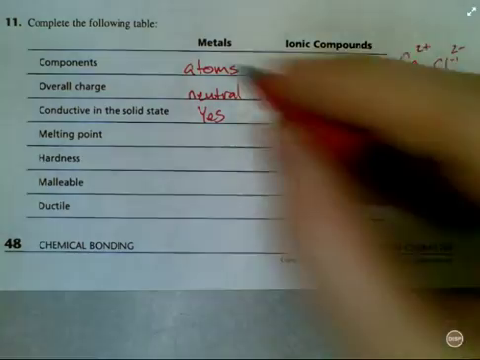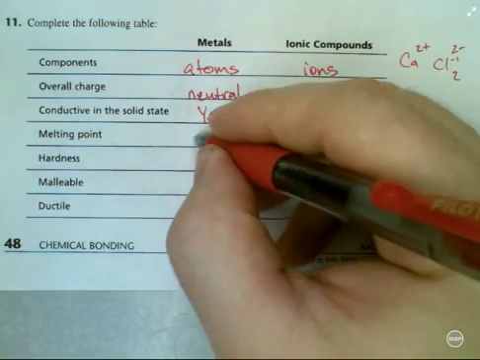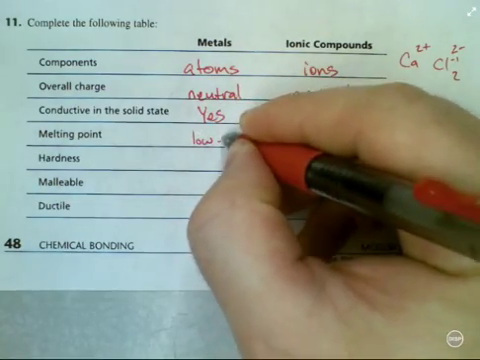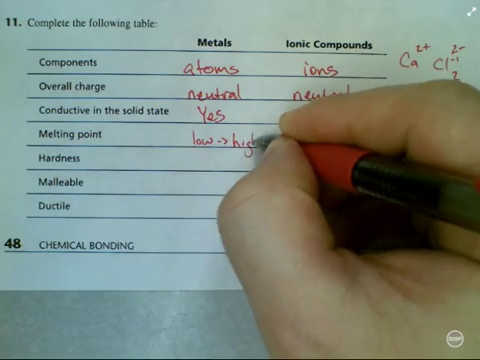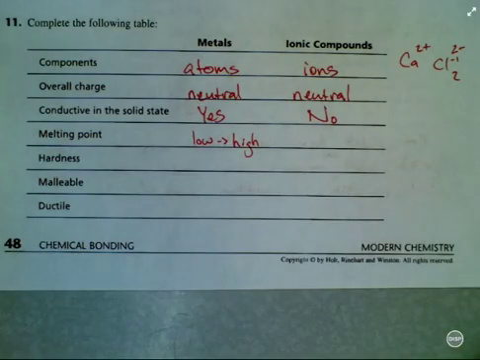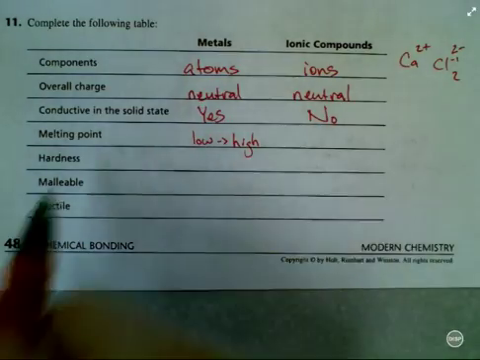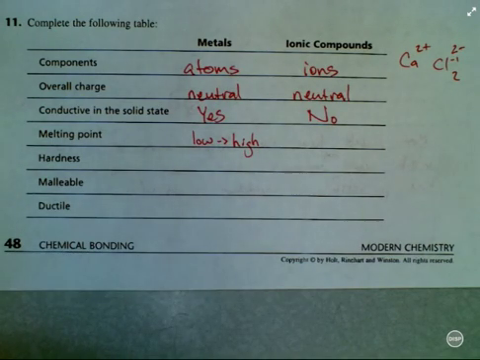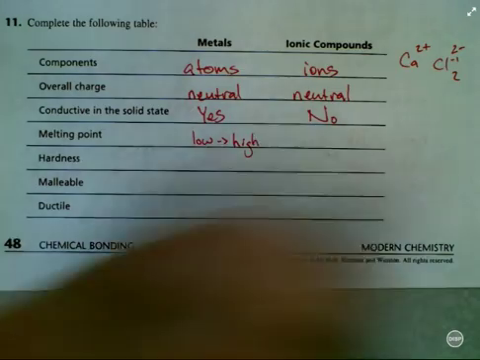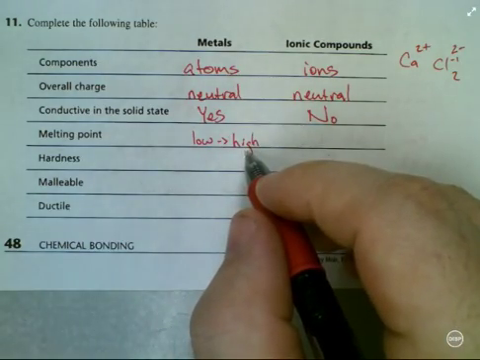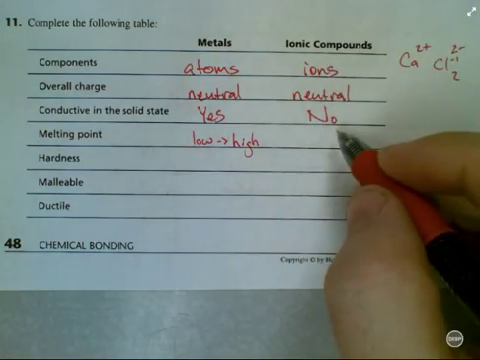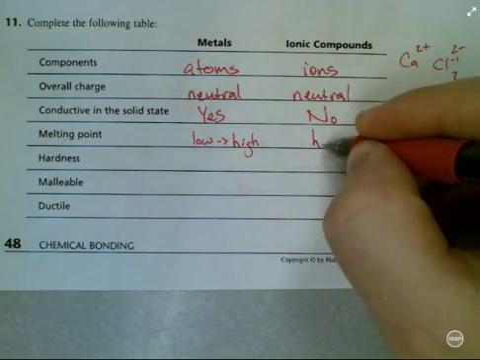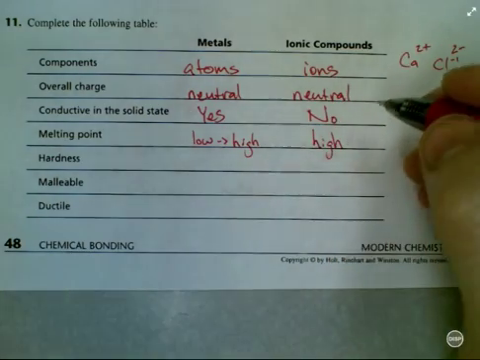Melting point for metals can actually be anywhere from low to high. You might think, oh, but in the notes you said that gold has a very high melting point. It does, okay, but here I'm not talking about just gold, all metals. Mercury, for example, is a metal, and it is liquid at room temperature. That's a pretty low melting point. Okay, so anywhere from low to high, quite a bit of variety there. But ionic compounds, boom, they are always high, always.